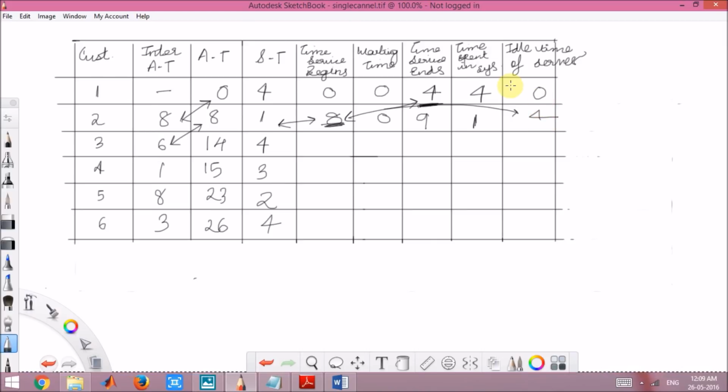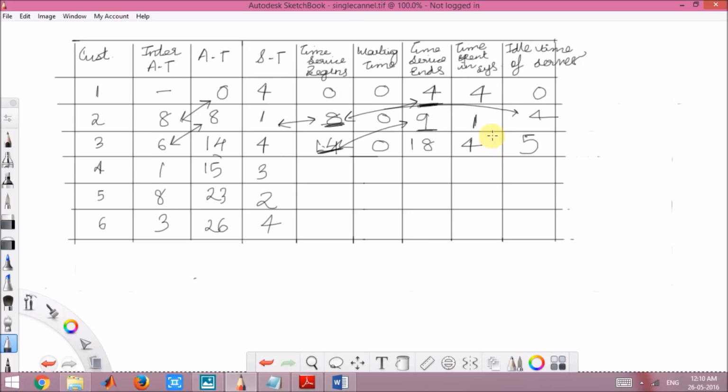The next customer would be the same thing. This one ended at 9. This one came at 14, so there's no problem. We can just write 14. It began at 14. Waiting time, again it didn't have to wait, so this is 0. Then the time the service ends is 14 plus 4, 18. Time spent in the system is service time plus the waiting time, that is 4. And idle time of the server is again, since it stopped at 9 and it began at 14, the difference is 5, and that's why the idle time is 5.